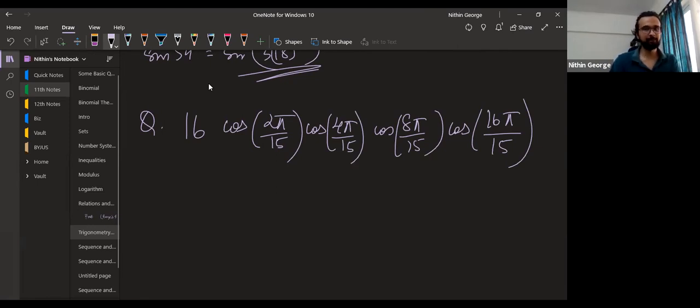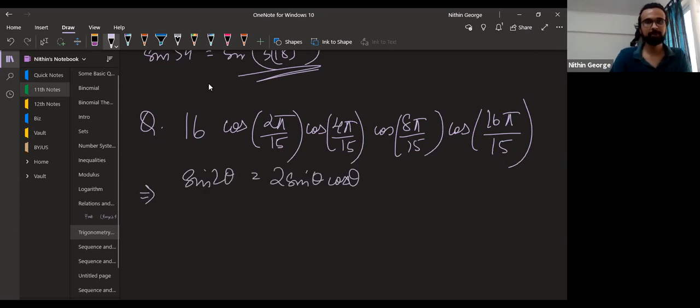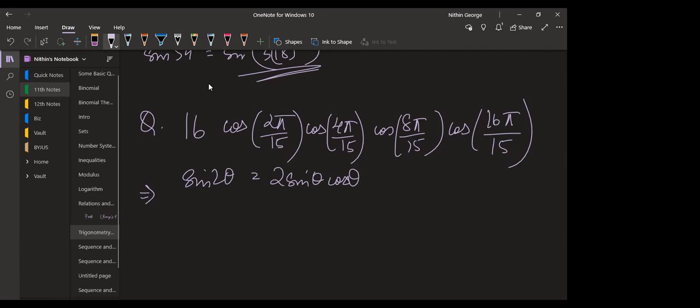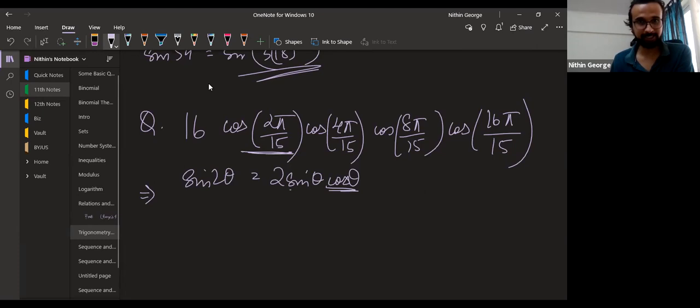Once you see angles are doubling, guys, remember the formula: sine 2 theta equals 2 sine theta cos theta. Are you following? Yes, sir. So if I have a cos theta here, basically that is what I have in this question. If I multiply with sine theta and I get 2 sine theta cos theta, I can double the angle. So then I'll get the next angle, and then the next angle, and then the next angle. That is what will happen.